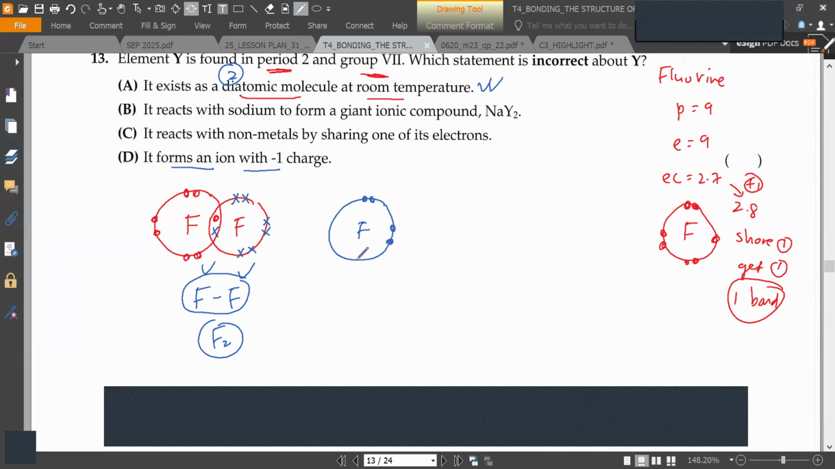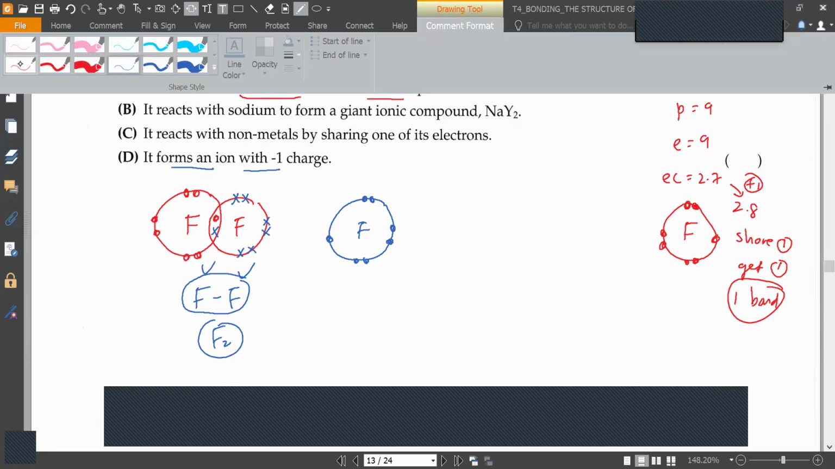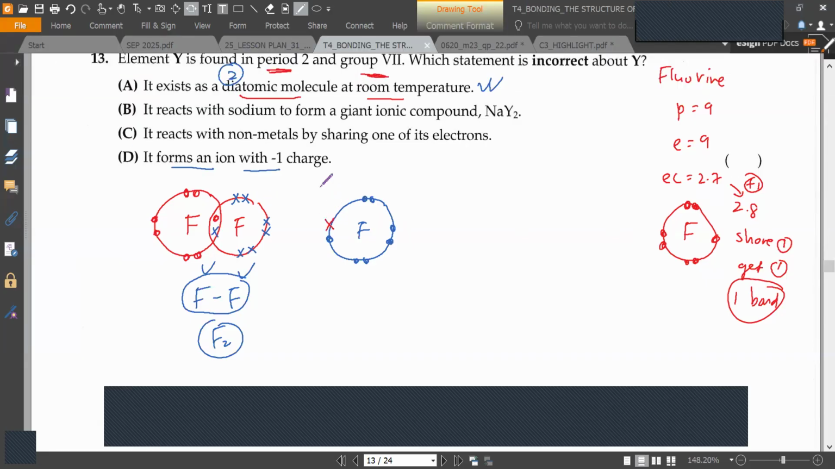Okay, 1, 2, 3, 4, 5, 6, 7. So basically it will accept 1 more electron to get a full shell, giving a negative 1 charge. So this is also correct. It reacts with non-metal by sharing one of its electrons. Yes, it will share 1 electron only because it only needs 1 more. Sharing 1 electron. Yes.